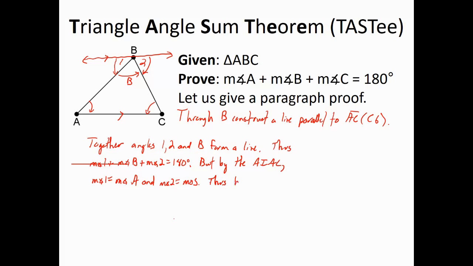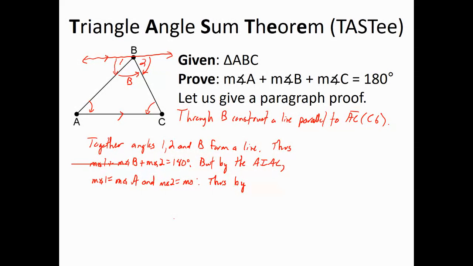And finally, we just simply substitute. In that equation, 1 plus B plus 2 is 180. We can replace 1 with A, because 1 and A are equal. We can replace 2 with C. For some reason, I wrote an S instead of a C, so let me go and fix that.